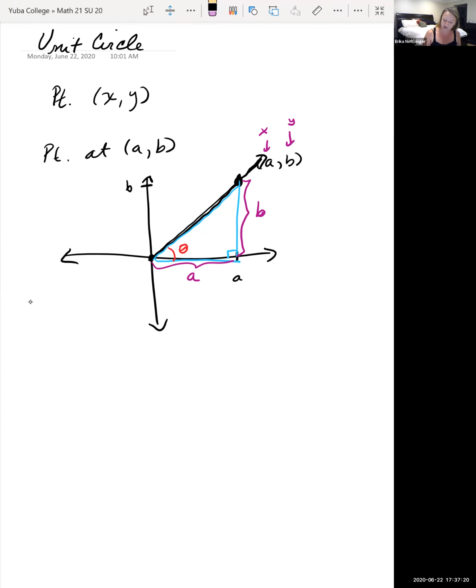From here, we could use our trigonometric functions to find the ratio of our sides. Well, actually, we had to do one other thing. We had to figure out what this hypotenuse was, and they called it R. Think of it as a radius of the circle. By the Pythagorean theorem, we knew that R squared is equal to A squared plus B squared, or R is equal to the square root of A squared plus B squared.